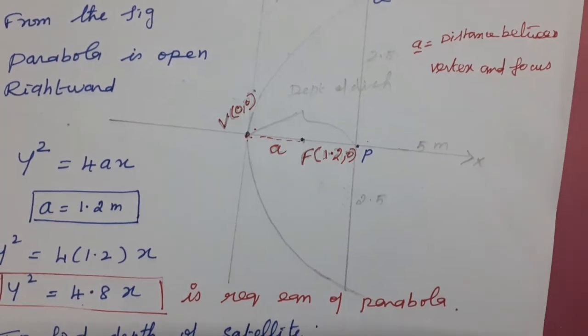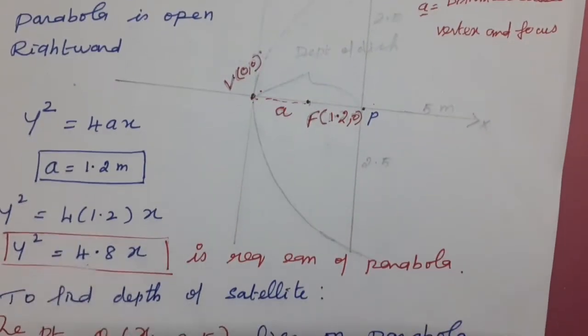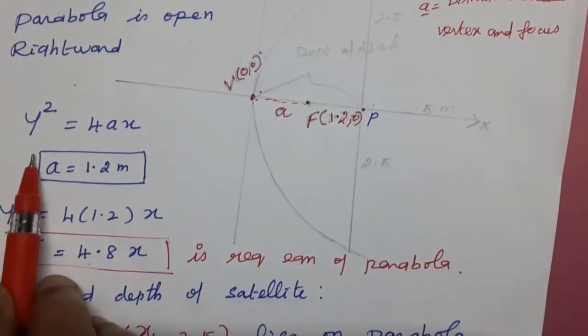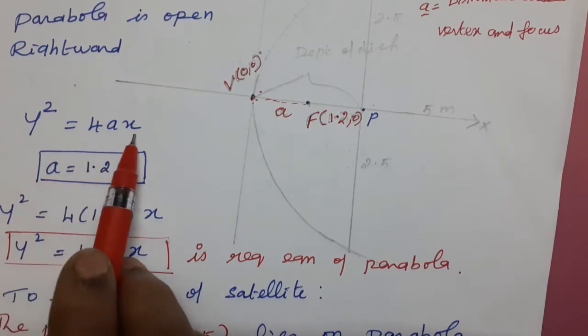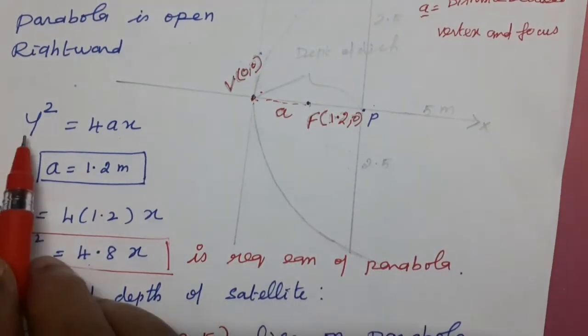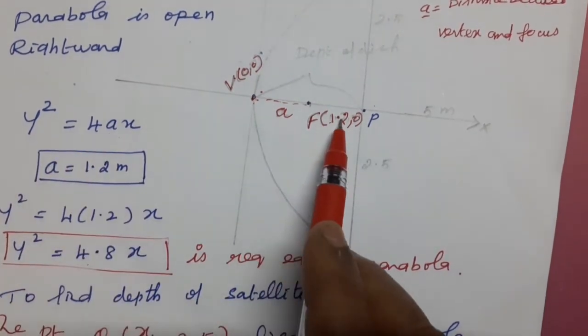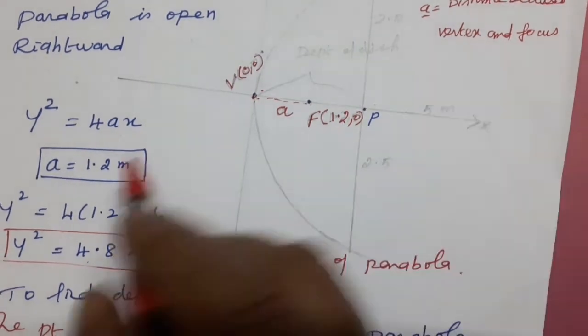Now listen here, this is the parabola. The parabola opens rightward. For a rightward-opening parabola, what is the formula? y square equal to 4ax. So the equation of the parabola is y square equal to 4ax. What is a itself given? a is 1.2, given.